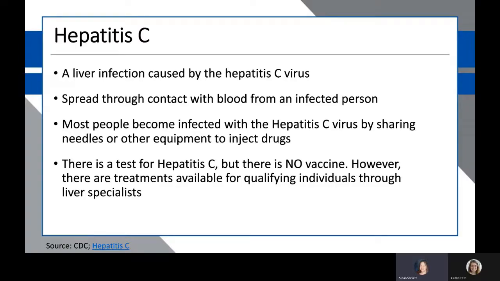Hepatitis C is a liver infection caused by the hepatitis C virus. It is spread through contact with blood from an infected person, and most people become infected with the hepatitis C virus by sharing needles or other equipment to inject drugs. There is a test for hepatitis C, but there is no vaccine. However, there are treatments available for qualifying individuals through liver specialists.